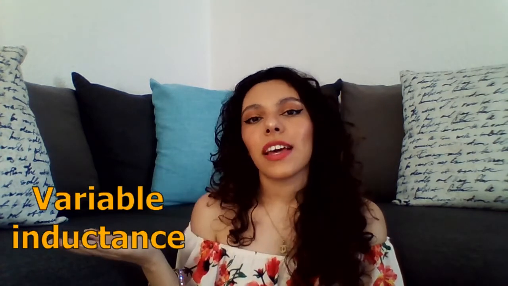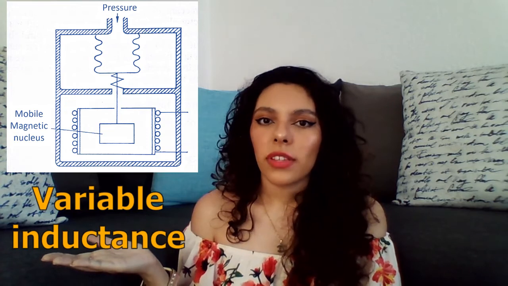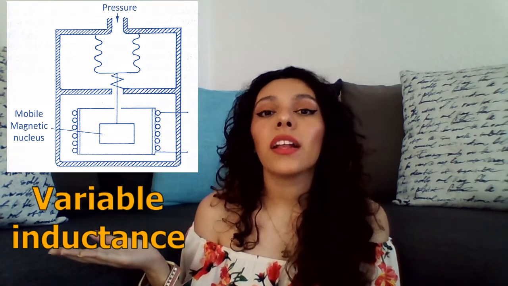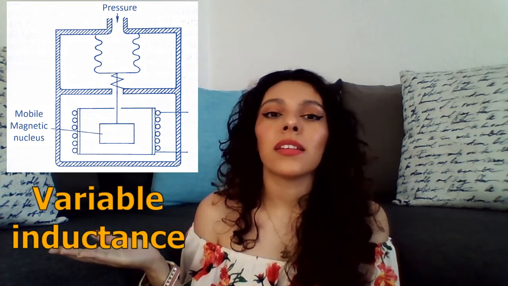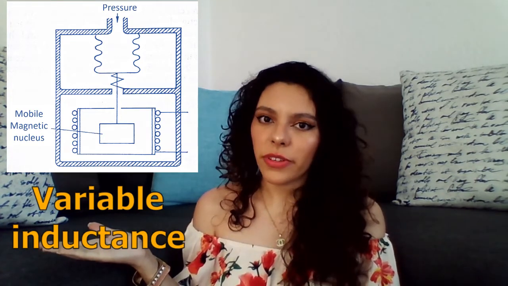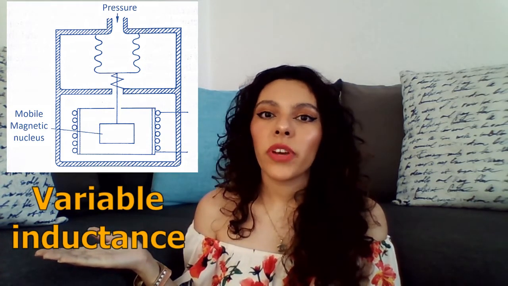Magnetic elements are classified into two groups, according to their operating principle: those with variable inductance and those with variable reluctance. In those with variable inductance, the displacement of a moving nucleus within a coil increases the inductance as this enters its core. Therefore, the current in the circuit is reduced by increasing the self-induction electromotive force.